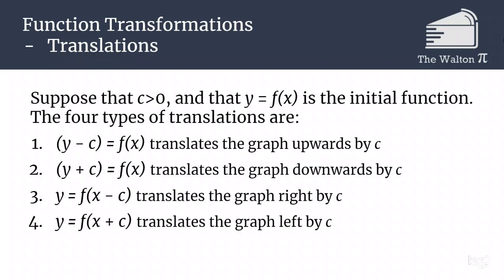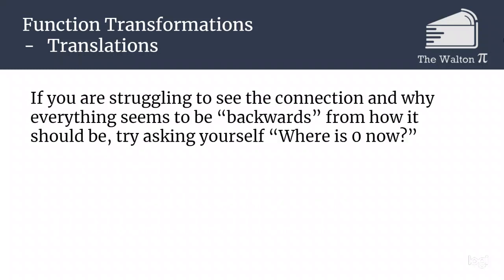If we rewrite the first two a little bit, it's going to match the same sort of format as f of quantity x minus c. It's quantity y minus c. So by subtracting from x, we move it in the positive x direction. By subtracting from y, we move it in the positive y direction. If you're trying to figure out how this connects and why things seem a bit backwards, let's just ask what would happen if we were to look at where 0 is now.